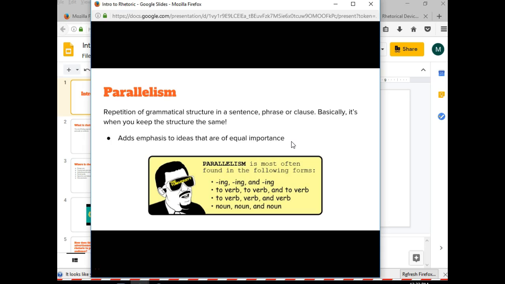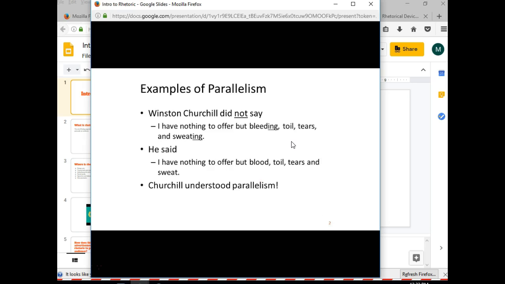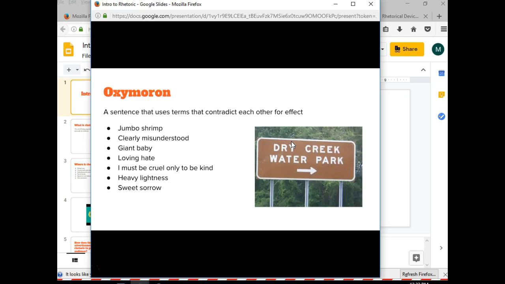So like, make America great and make America strong again. Yes, that's parallelism. Okay? It's the same grammatical structure repeated. Great job. Okay? You guys got it.